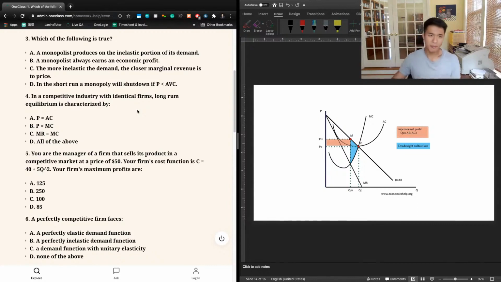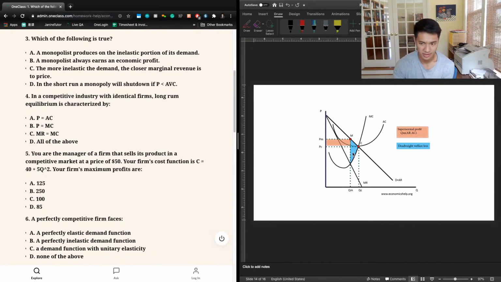So a monopolist produces on the inelastic portion of its demand. We see that the inelastic portion of demand is anything less than the equilibrium point, where marginal cost is equal to demand at C. So anything to the left is on the inelastic portion of demand, and you will always have a monopolist produce there. So A is going to be correct and true. Sorry, A is going to be false. It's not always going to be, sorry, I misspoke.